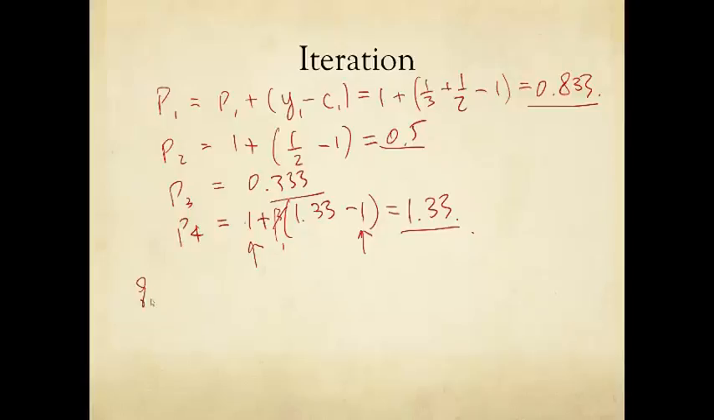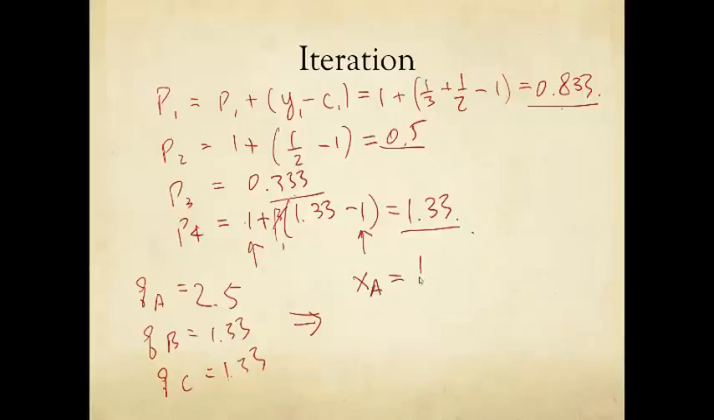And now we can write down the Q's. QA is now this number plus this number plus this number, adding up to 2.5. QB is 1.33. QC is 1.33. This implies that next time the source rate XA is 1 over 2.5, which is 0.4. XB is 1 over 1.33, which is 0.75, and XC is 1 over 1.33, which is 0.75.